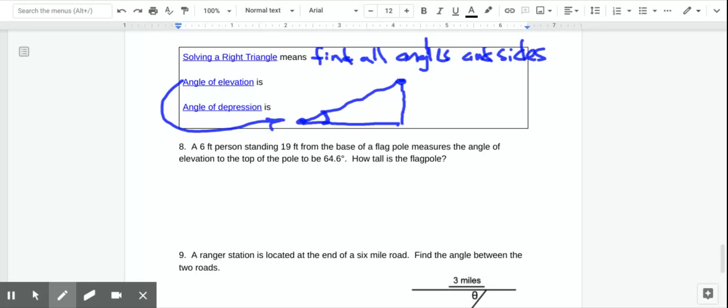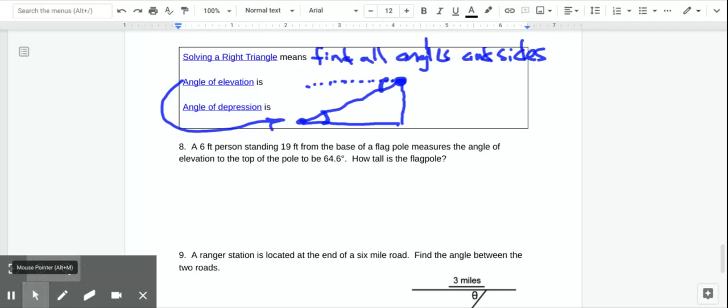The angle of depression is the angle that the bird is looking down at you. So these are always measured from the horizontal. So the angle of depression is this. Okay, that is key there. Angle of depression is always measured from the horizon looking down. Okay, so we'll see those in some of our word problems.